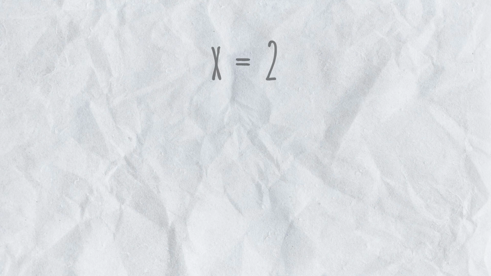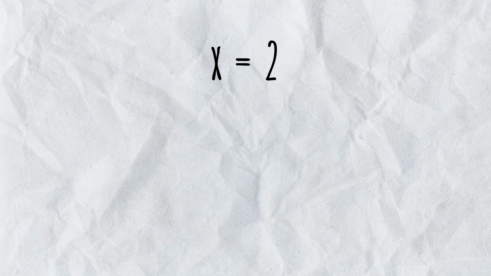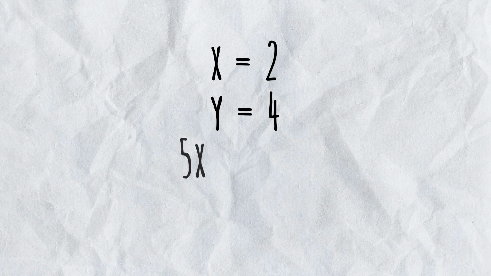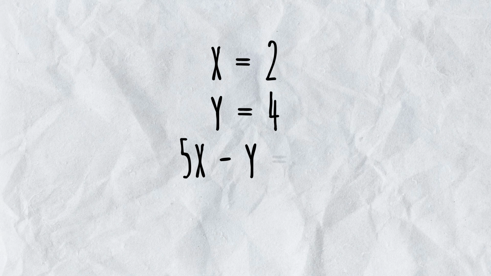So with substitution, there's often more than one letter involved in the equation. So I'm going to show you an example of that as well so we fully understand the topic. So here is a quick example. If x equals 2 and y equals 4, what is 5x minus y?